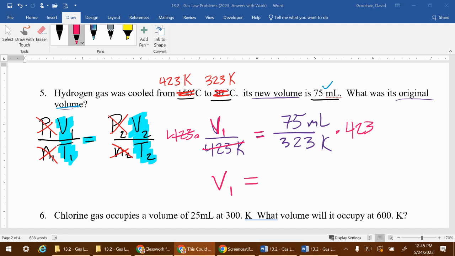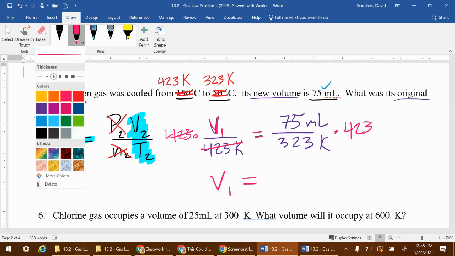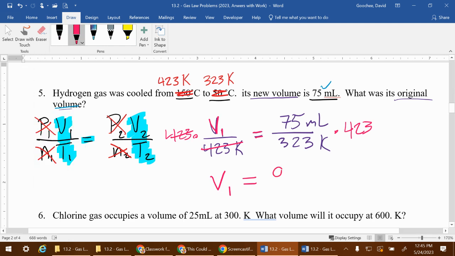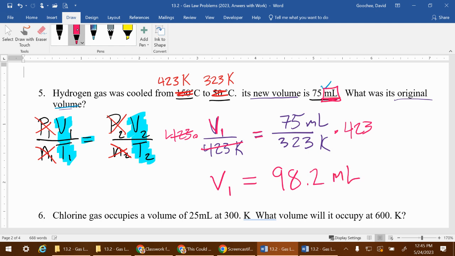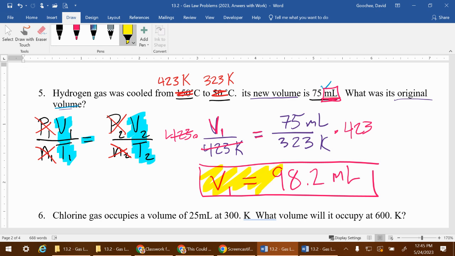All right, so after plugging that in, I got 98.2, and we were using milliliters here, so milliliters. All right, your units have to match on both sides. So there we go. There is the answer. The initial volume was equal to 98.2 milliliters.